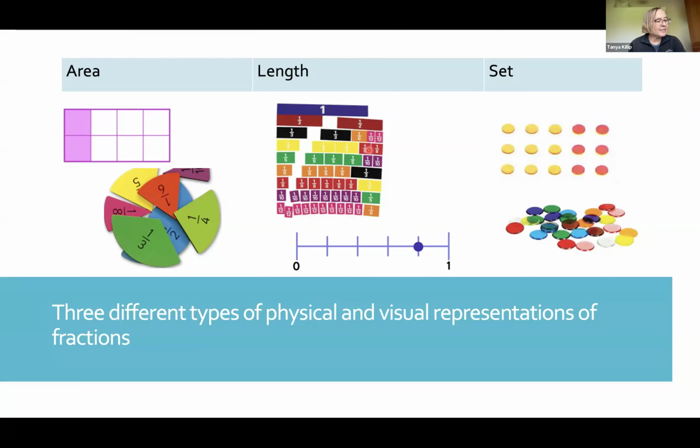And then finally, set representations involve groups of objects or counters, and can also be represented by dots or groups of drawn objects or shapes. And here the whole is represented by the total number of objects in the group. And these representations link quite naturally to the ratio interpretation of fractions, although they can link to other interpretations as well.